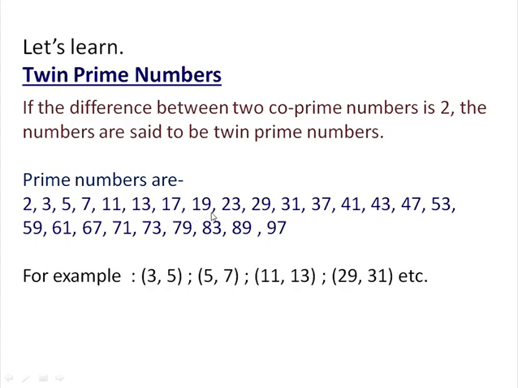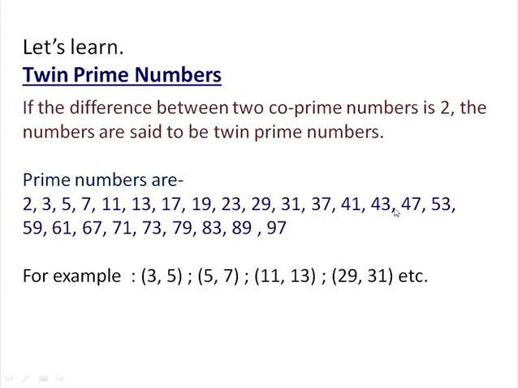If you look at 19 and 23, the difference between 19 and 23 is 4. Hence 19 and 23 do not form a pair of twin prime numbers. Likewise, if you see 23 and 29, the difference is 6. Hence 23 and 29 do not form a pair of twin prime numbers. But 29 and 31, the difference is 2. Hence 29 and 31 are twin prime numbers.